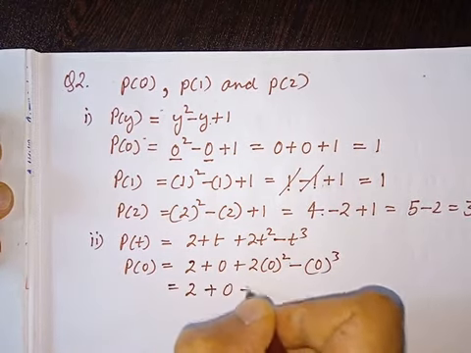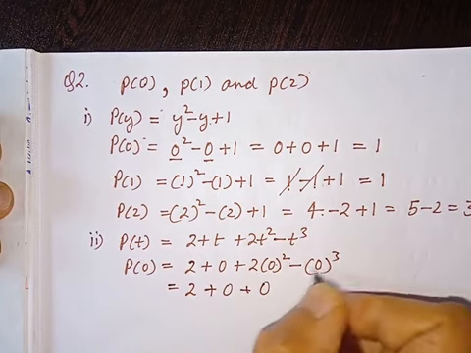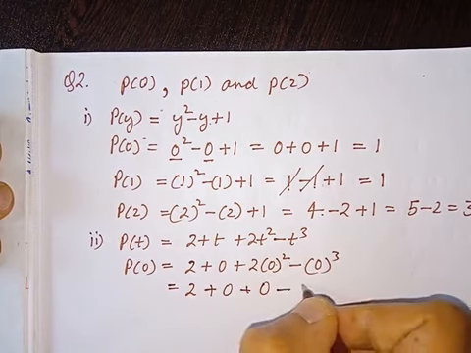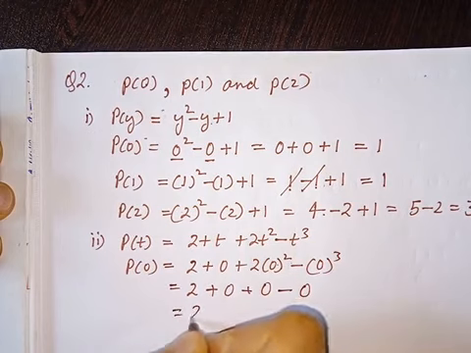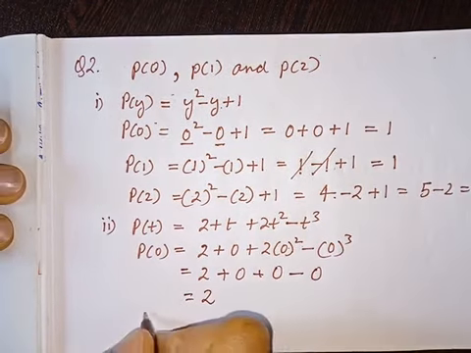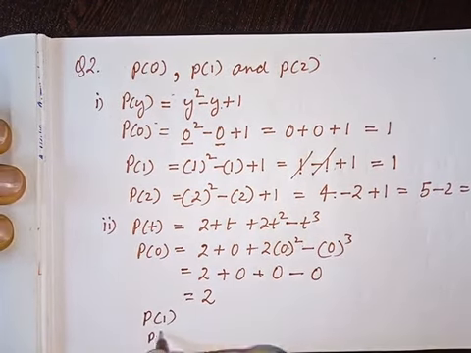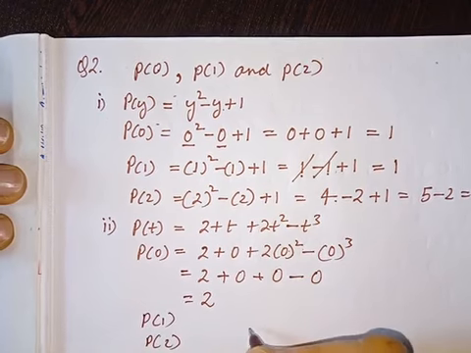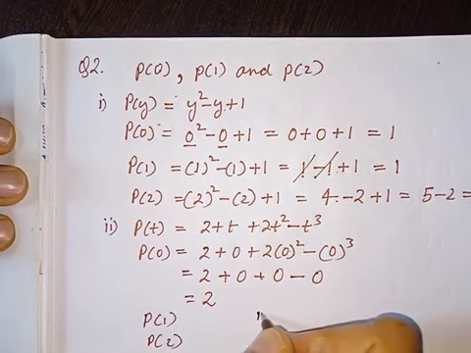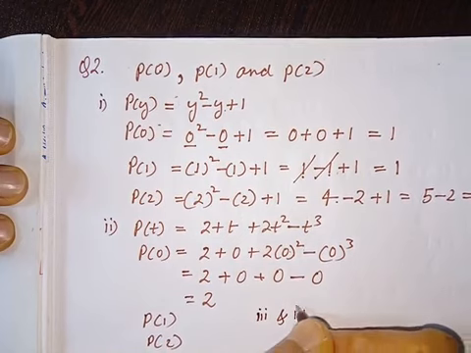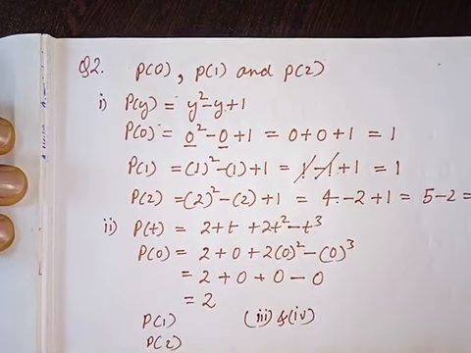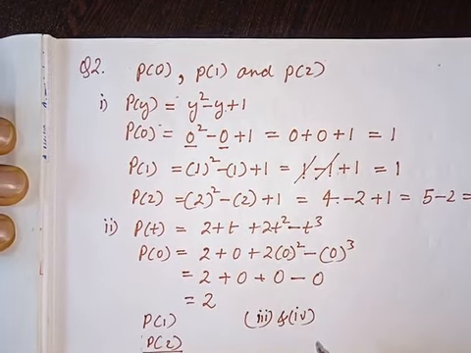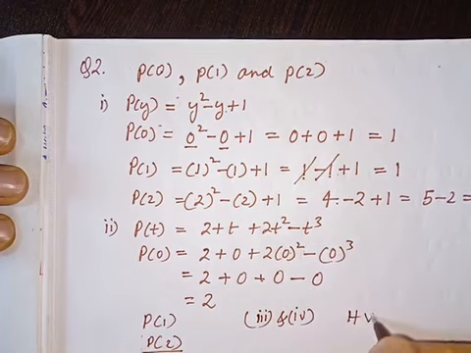0 multiplied by anything gives 0. Now here it's plus, minus, whatever you write, it is 0. So you are left with the value 2. Similarly, you can do it for P(1) as well as P(2). So the remaining parts, that are the third and fourth, as well as these two, are for your homework.